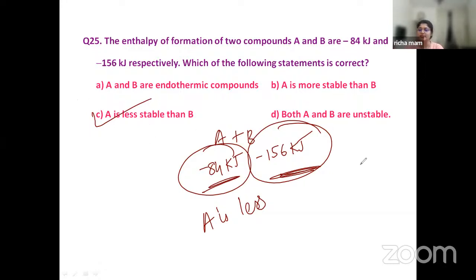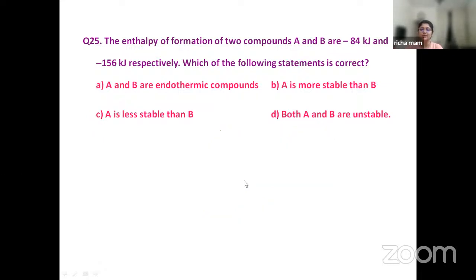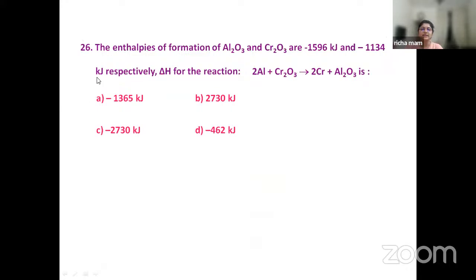Is it clear? Yes, student, is it clear? So when we are considering the formation of two compounds based upon the values, minus 84 is very less. Less energy is released in the formation of the compound, so lesser will be the stability as compared to compound B. So option number C. Next.